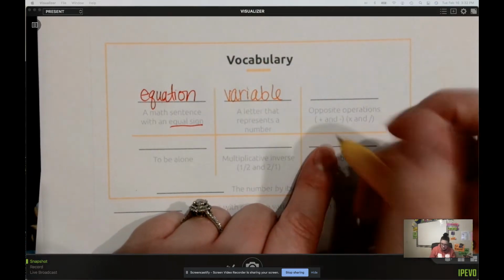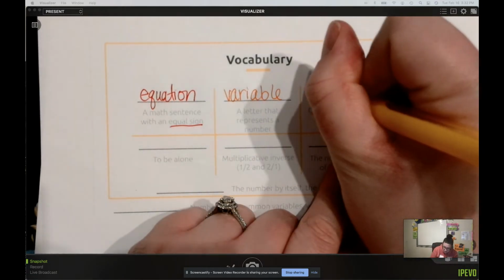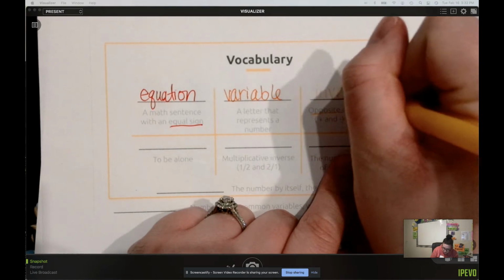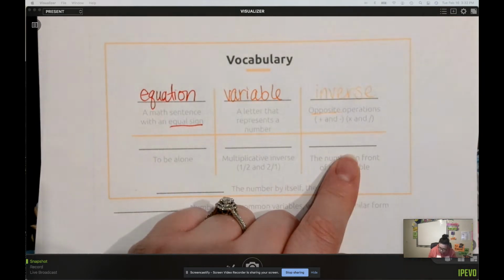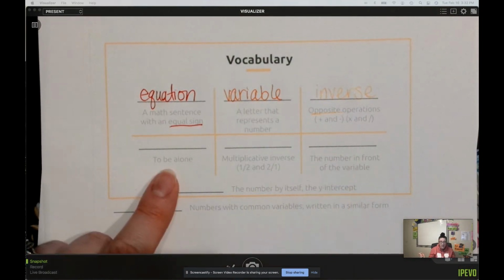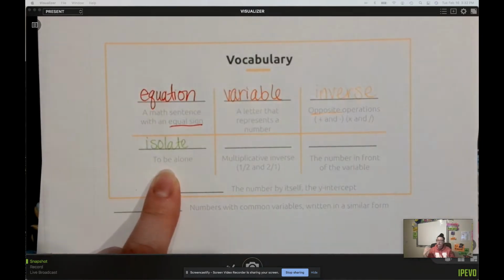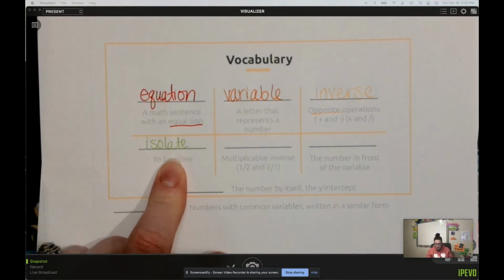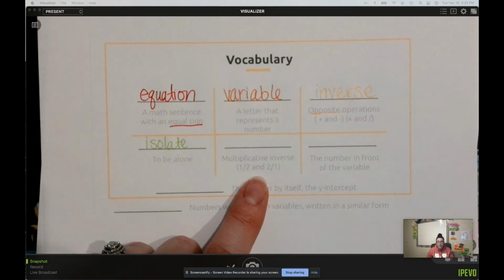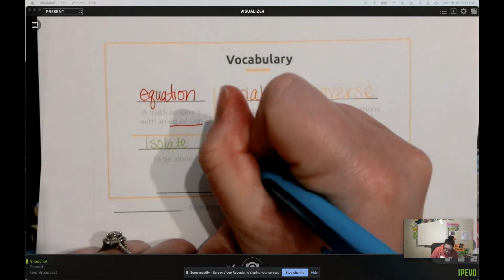Opposite operations, like adding and subtracting, multiplying and dividing, those are inverse operations. To be alone, the word we've been using in math is isolate. There's a few other words that also mean left alone, but we keep talking about isolating the variable. The multiplicative inverse, like 1/2 and 2/1, is the reciprocal.